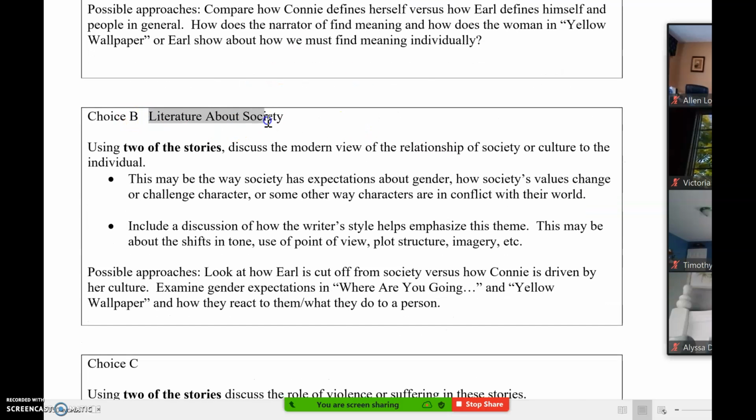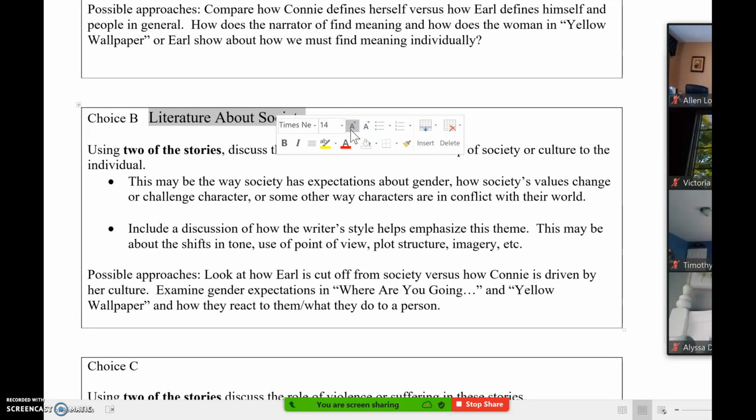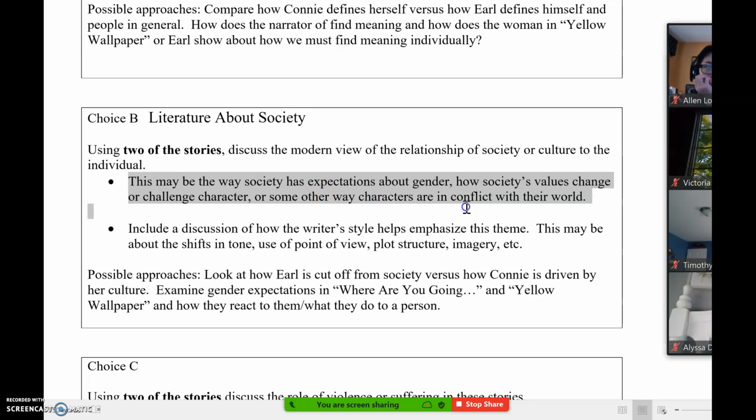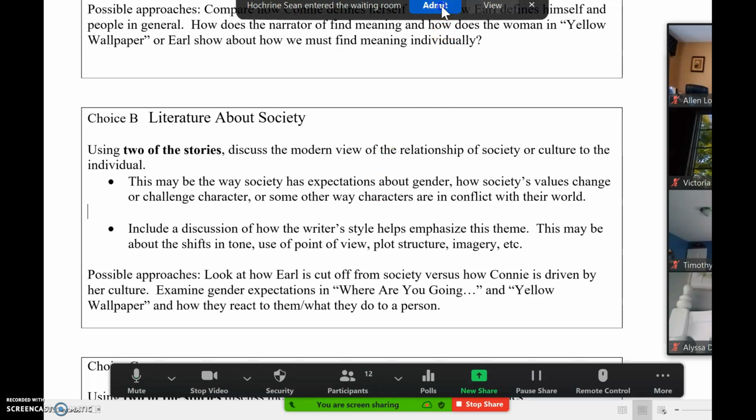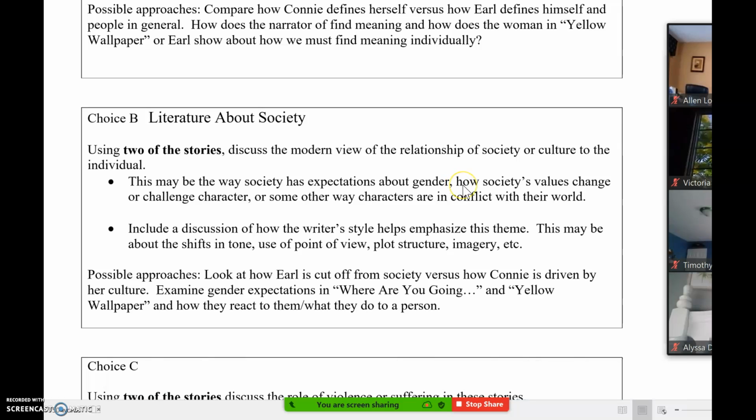This one is, as its title might imply, something about the conflict in the stories between a person and their society. So this may be the way society has expectations about gender. So that one right off the bat, we did something with Connie from Where Are You Going? You read the little thing about the lens. We also did something with that with yellow wallpaper. So gender might be a way that society and the individual are in conflict.